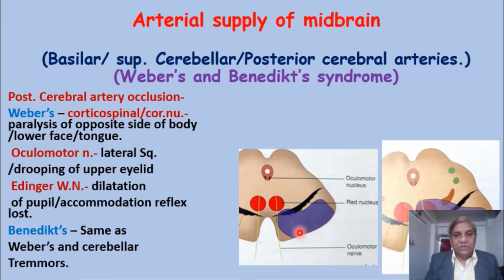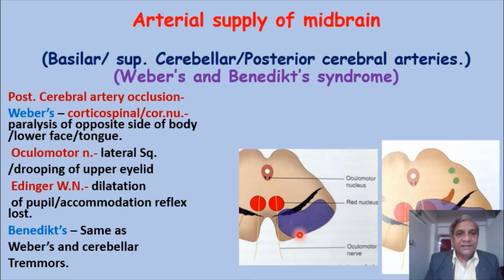Because of this lesion of the corticospinal and corticonuclear fibers in Weber syndrome, there will occur paralysis of the opposite side of the body. And why the opposite side of the body? Because these corticospinal fibers cross to the opposite side in the pyramidal decussation in the medulla. So that's why below this, all the fibers of the corticospinal tract will lead to paralysis in the opposite half of the body.